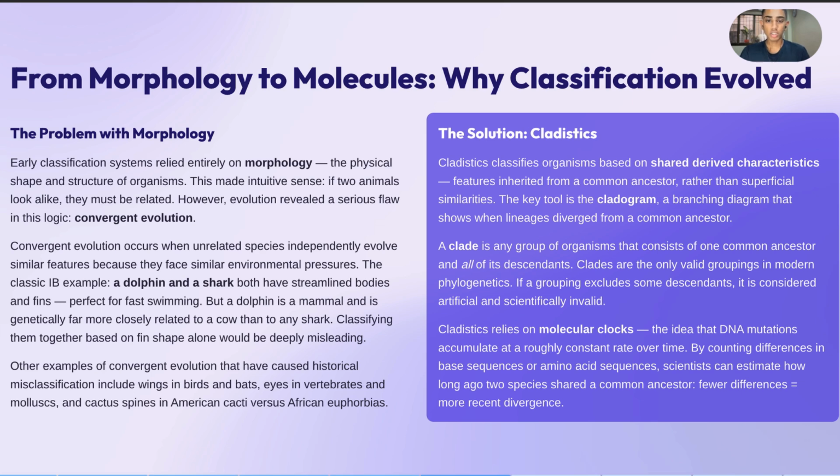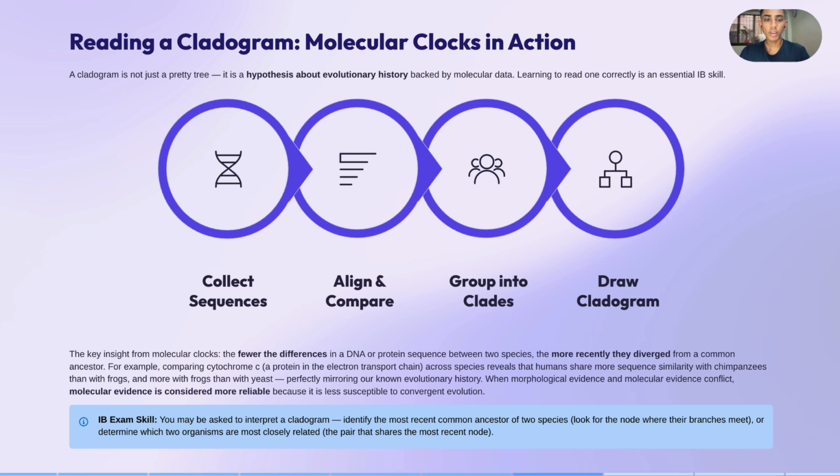To fix these mistakes, we now use cladistics. We build cladograms based on clades, which are groups of organisms that evolved from one common ancestor. Instead of looking at outward appearances, we look at molecular clocks. By comparing the base sequences of DNA or the amino acid sequences of proteins, we can see exactly how much time has passed since two species diverged. The fewer the differences in the genetic code, the more recently they shared an ancestor.